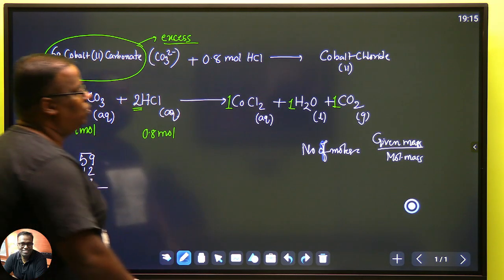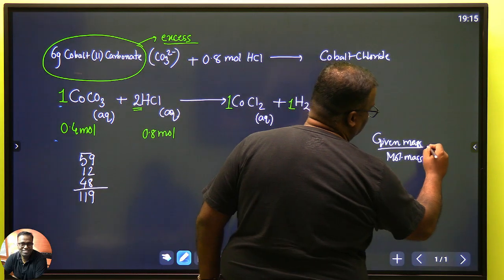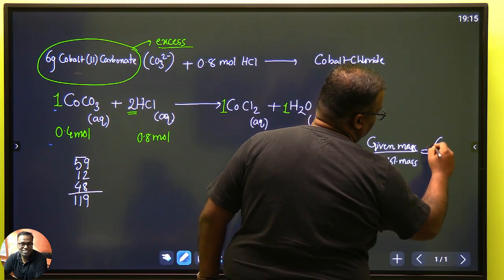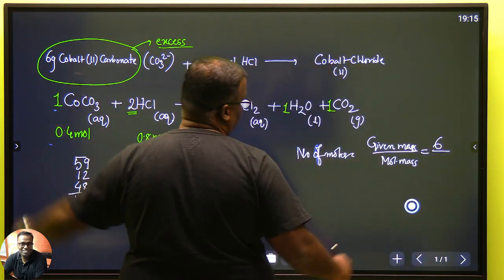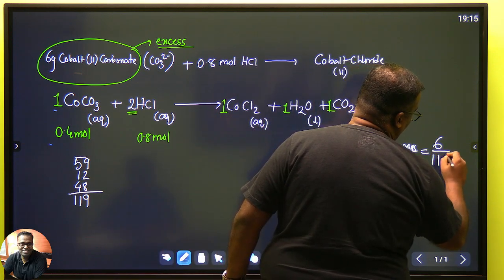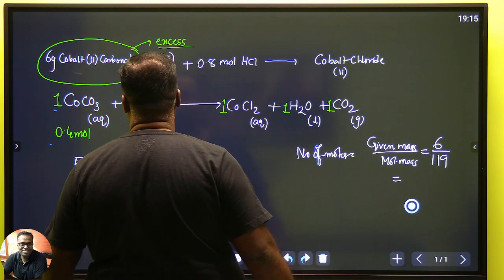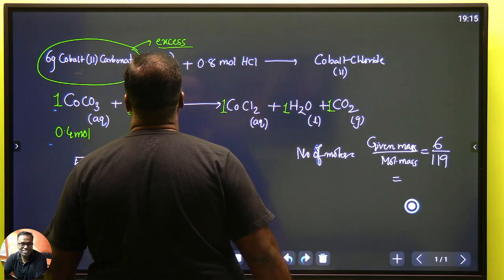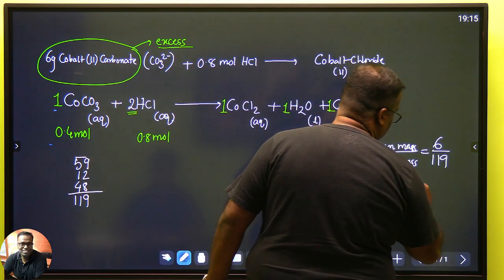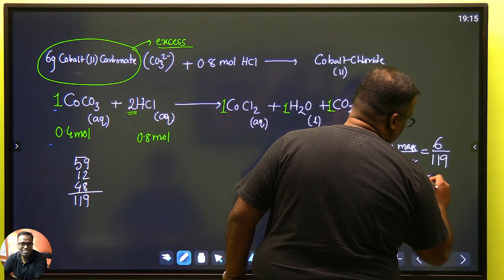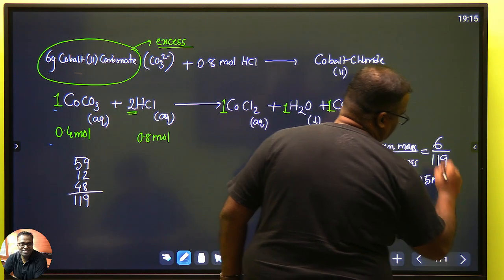119. So it will be 6 divided by how many grams? 6 grams divided by 119. How many moles? 0.05. What is the question?